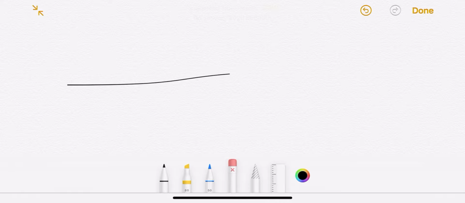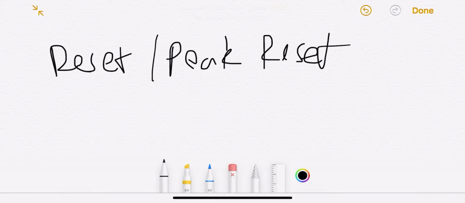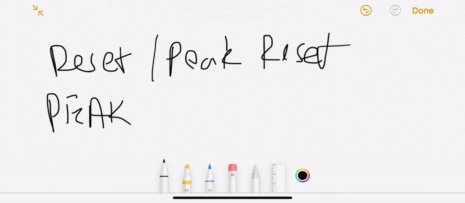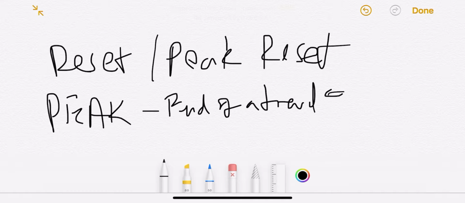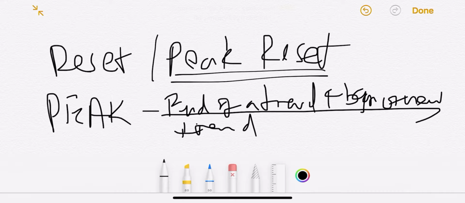A reset, or a peak reset, is simply a peak. Remember we said a peak is the end of a trend and the beginning of a new trend. So a peak reset is the end of a trend and the beginning of a trend.